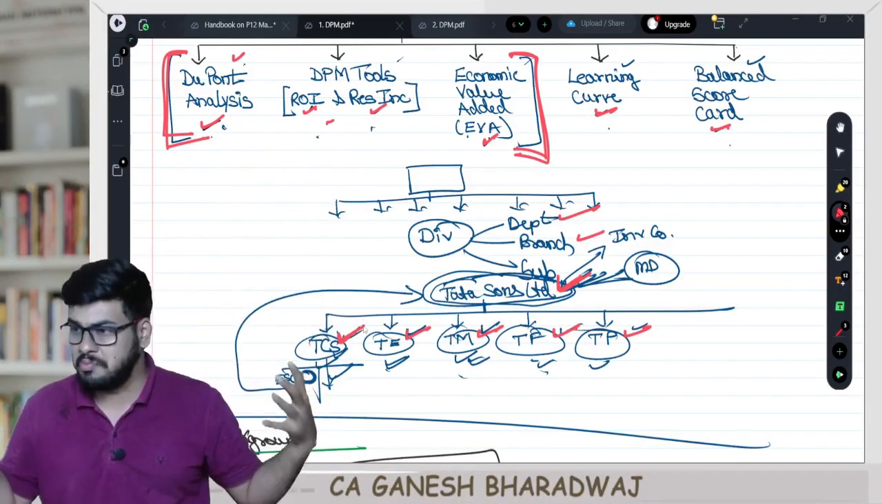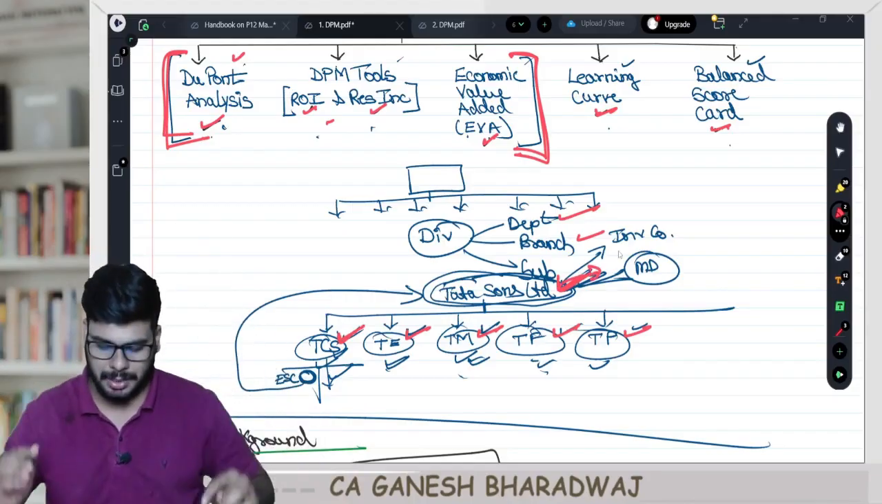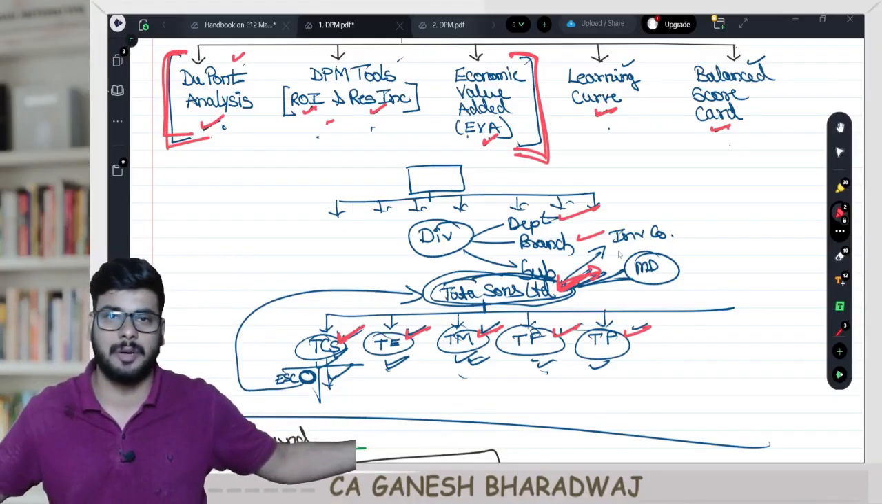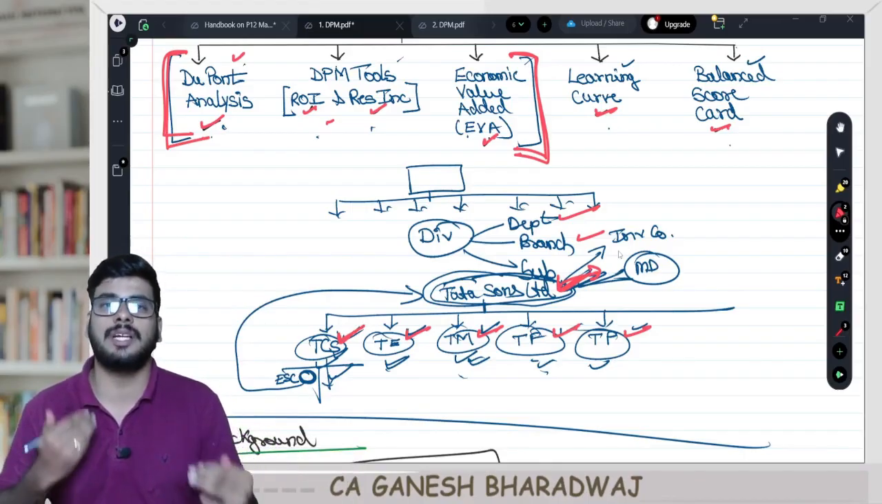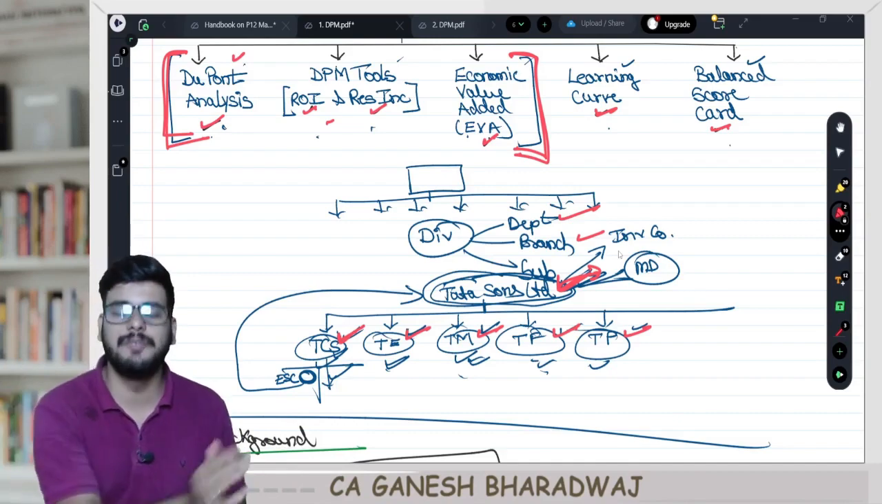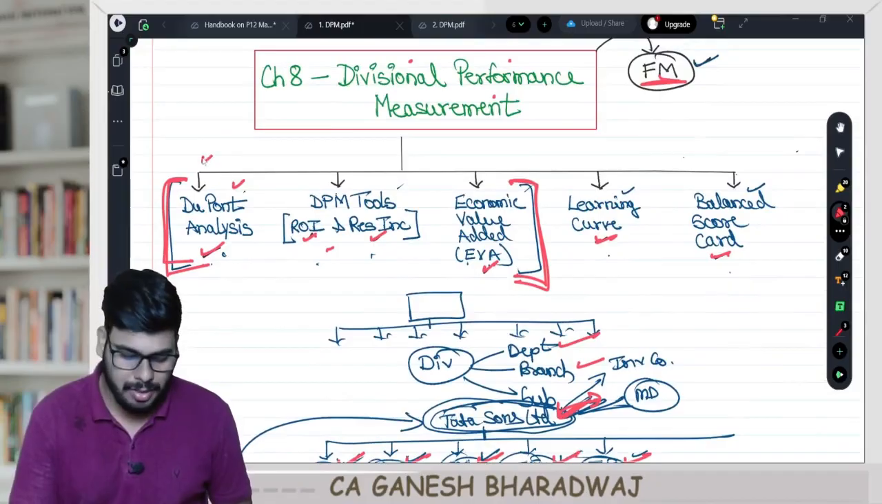So now such massive businesses. Now just imagine you are the managing director of the flagship Tata Sons. You have many subsidiary companies under your ambit. Now, how can you track the performance of each of your divisions? Are you clear with this? Now, using certain tools, which we are going to discuss in this chapter.